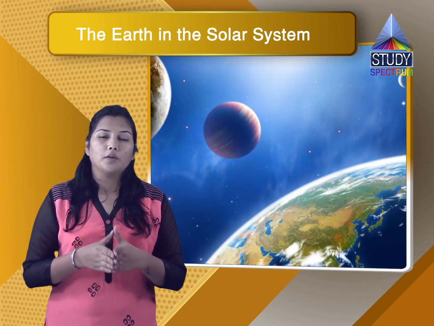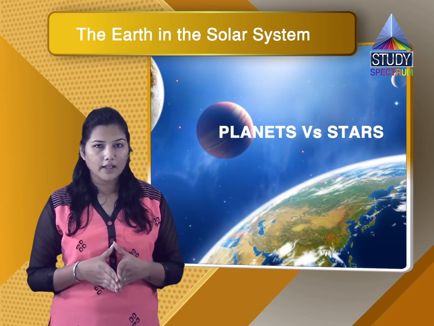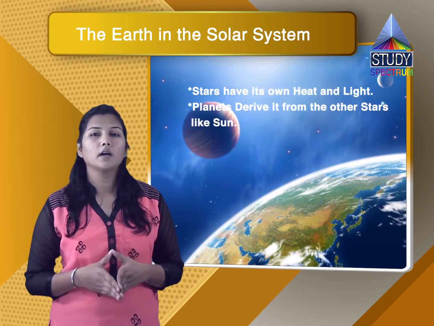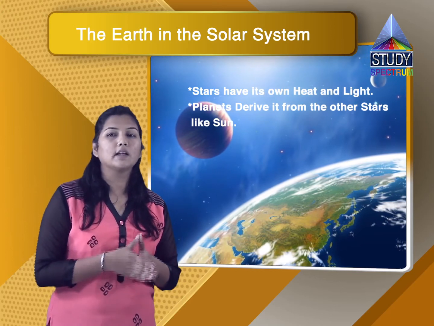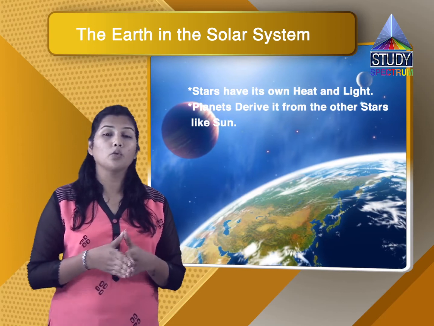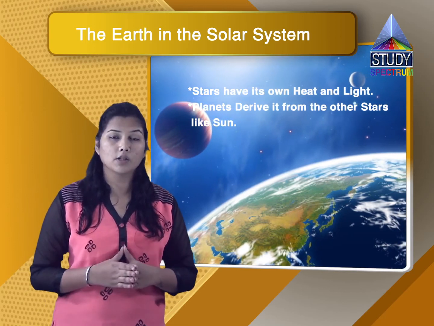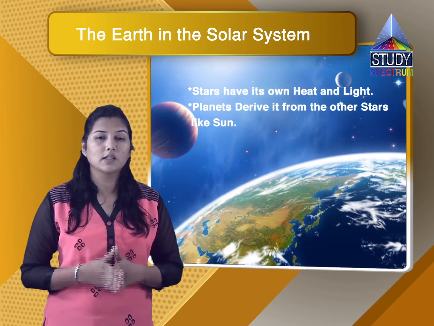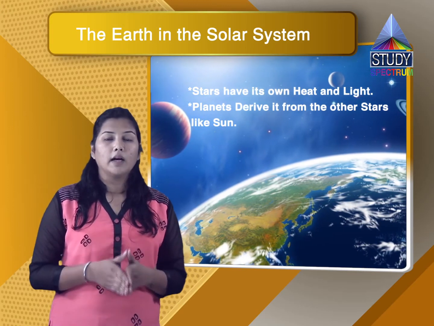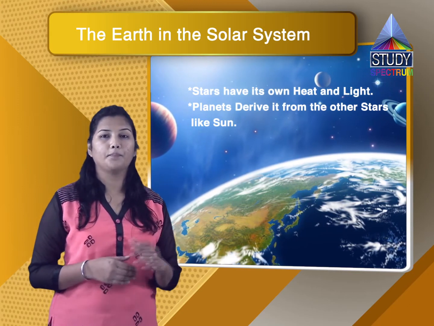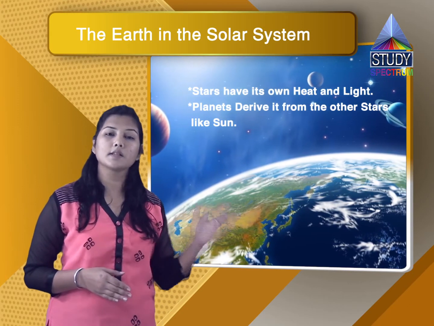The first question is, how does a planet differ from a star? As I've already explained, a star has its own heat and light, but planets do not have their own heat and light. They derive it from stars. For instance, the Sun is a star, and the Earth is a planet.